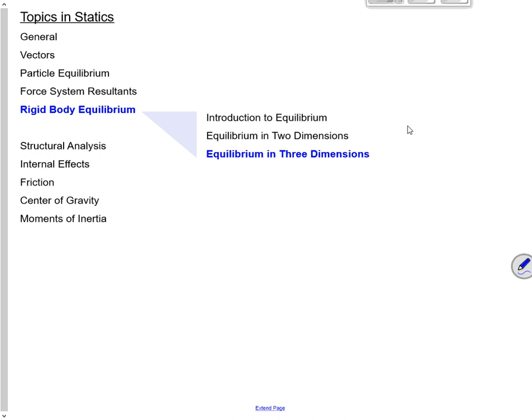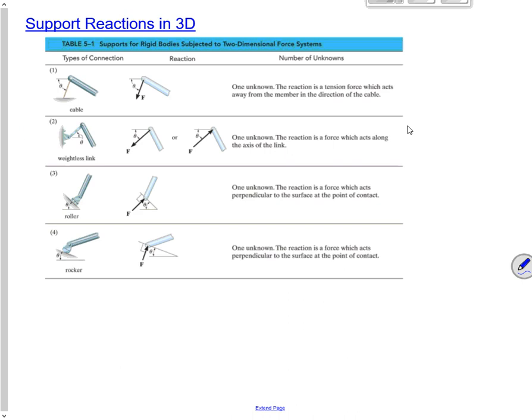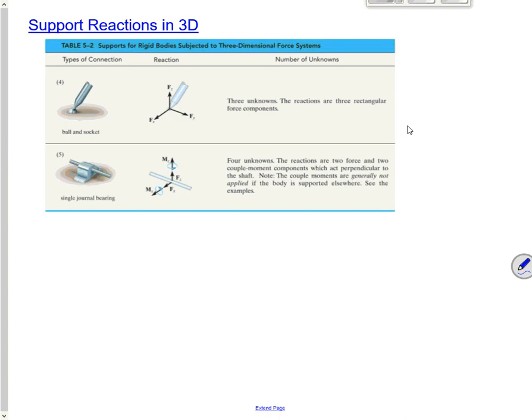We're back in Topics with Statics, this time equilibrium in 3 dimensions. This is all very similar to equilibrium in 2 dimensions. The first thing we have to figure out is support reactions. There's a table in your book that shows support reactions for various supports. I'm not going to go through all of those.